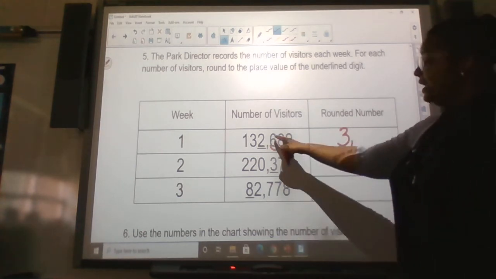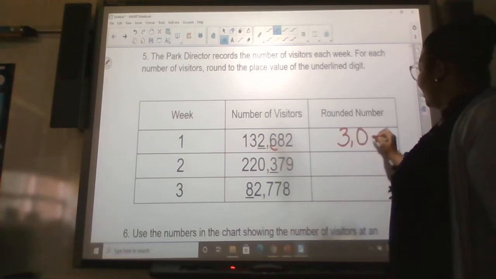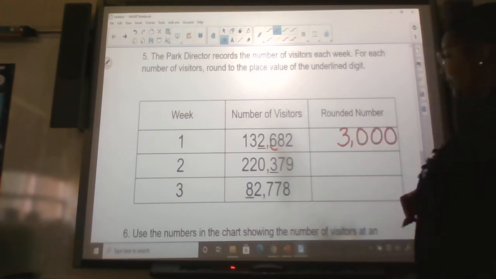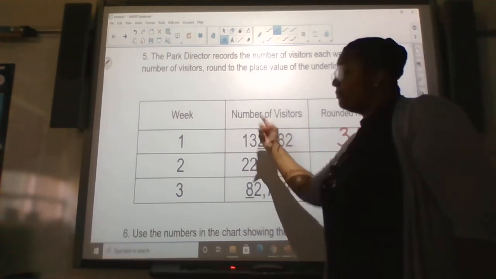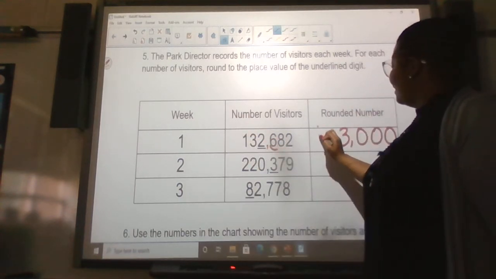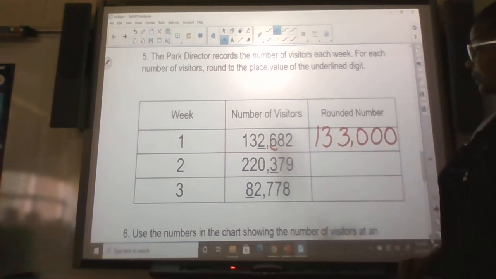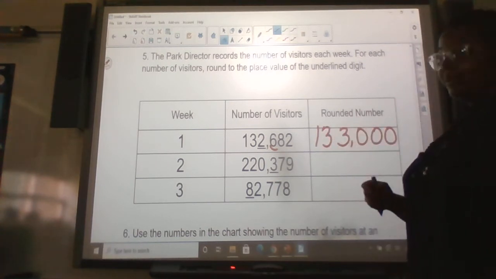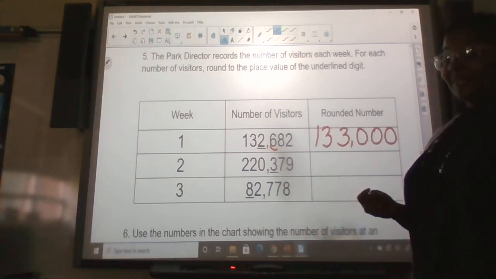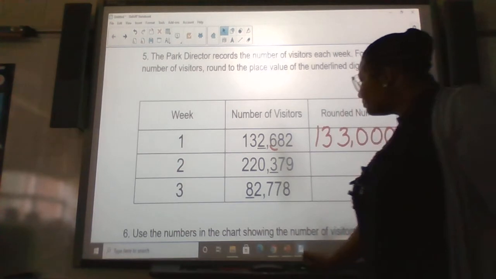Now, everything behind it will turn to 0. 1, 2, 3. Everything in front of the 2 stays the same. So I have 1, 3, which gives me 133,000. Simple. Let's round week 2, boys and girls.